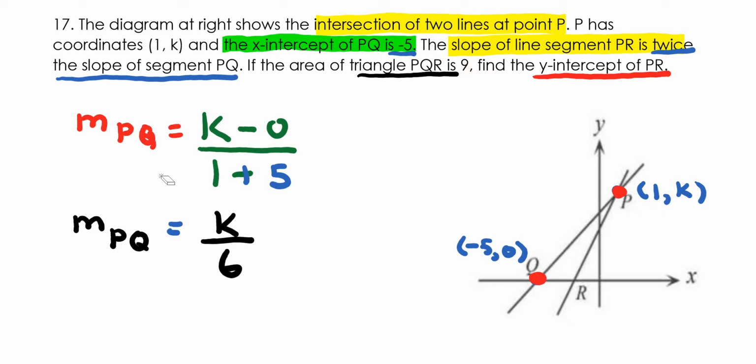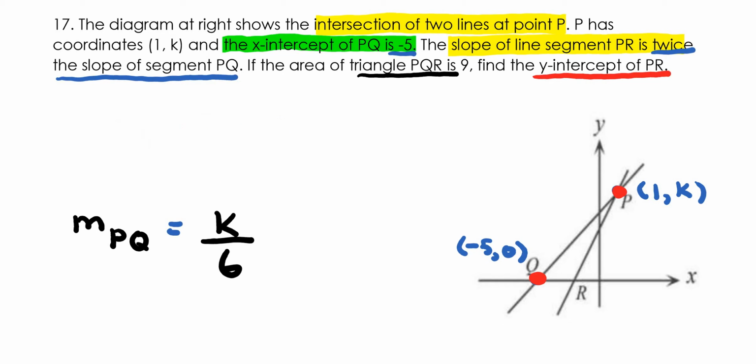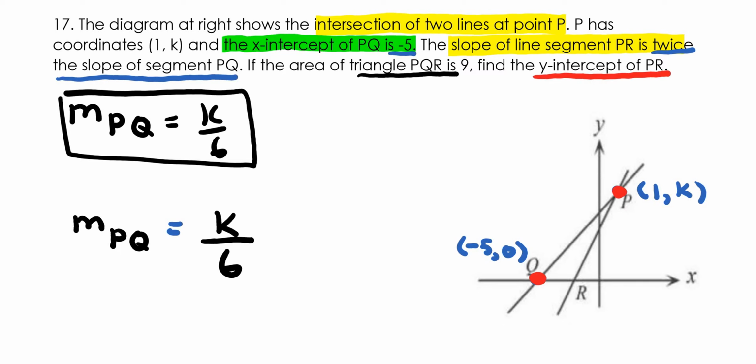Just erase all that, and let me just erase this now. Okay, so what we're going to do here is I'm going to rewrite this up here. So the slope of PQ is going to be k over 6. I'm going to box that. Okay, after that, what we need to do now is take a look at this line PR.